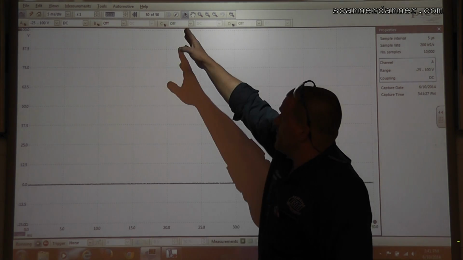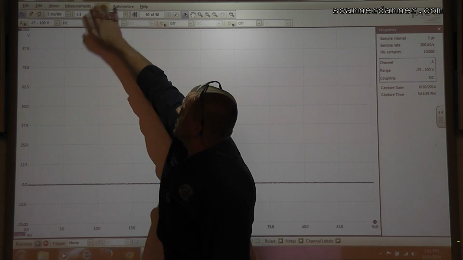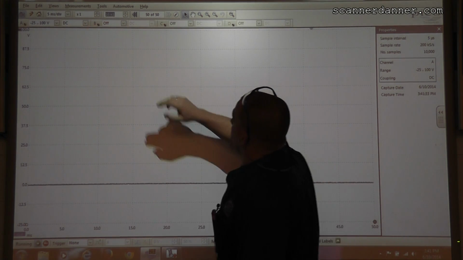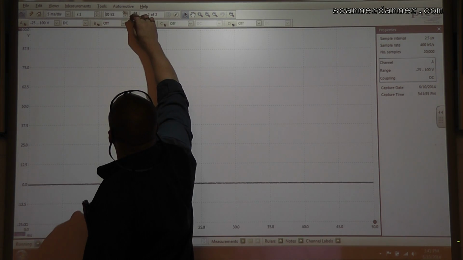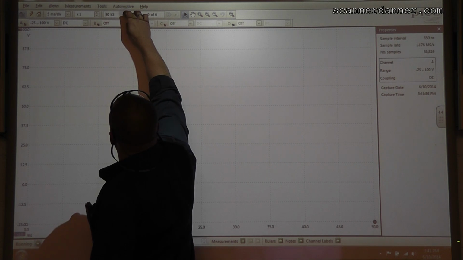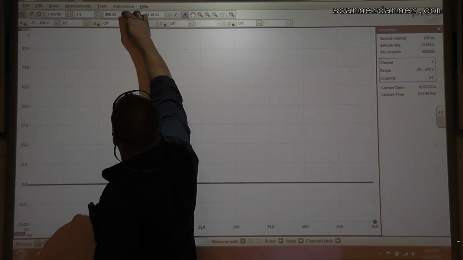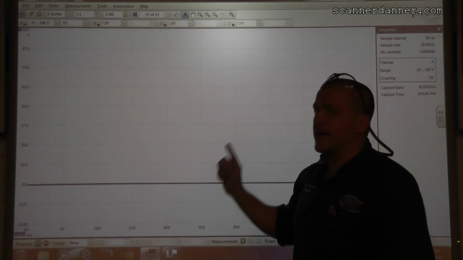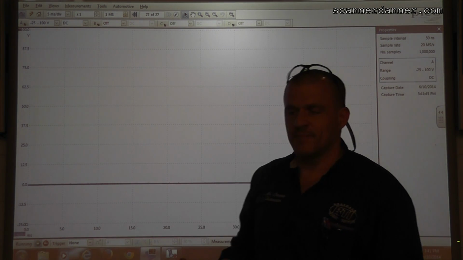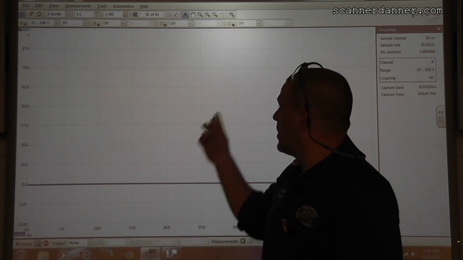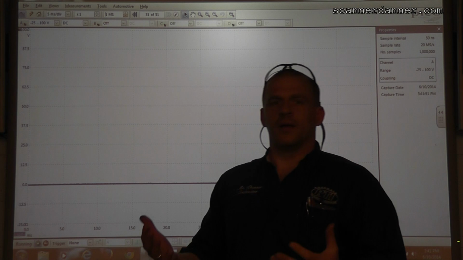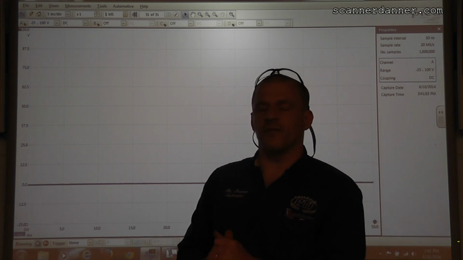Now watch this. I'll leave this at 50. So my settings, Tools, Preferences, I'm still at 50. If I set this back to my 1 million sample screen, we should get 50, right? We're not going to get 50, watch it. Still only get 32 frames. Why? 32 million is the maximum in the buffer.